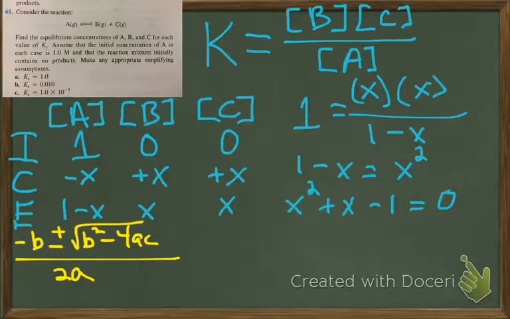So, if you plug everything in... Well, first, quick review. What's all this ABC nonsense? Those are the coefficients for x squared, x, and my constant. So if you put that in, you'll get either x equals negative 1.618 or x equals 0.618. You remember with the quadratic equation you always get two answers? Because it's the plus or minus.